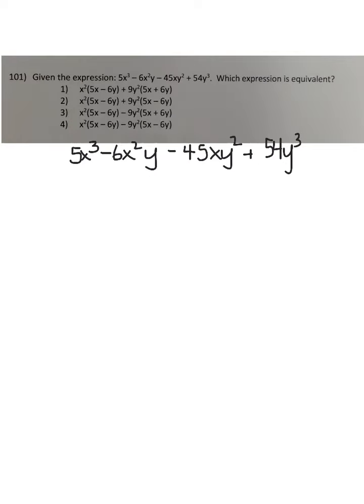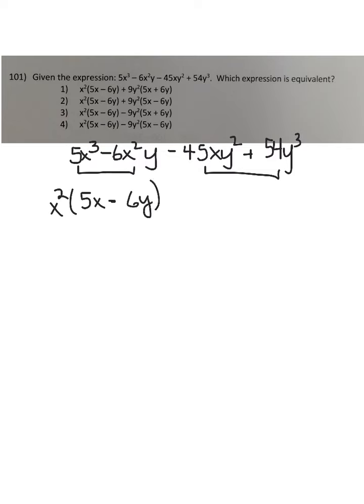Alrighty, so number 101 on page 21. I see 4 terms, so I'm going to group the first 2 and group the second 2 and take out a GCF. Well, 5 and 6, there's nothing that goes into them besides a 1, but I do see that they both have x's. This has 3 of them, and this has 2 of them, so I can take 2 away from each of those. So I'm going to pull out an x squared, and that would leave me with 5x minus 6y.